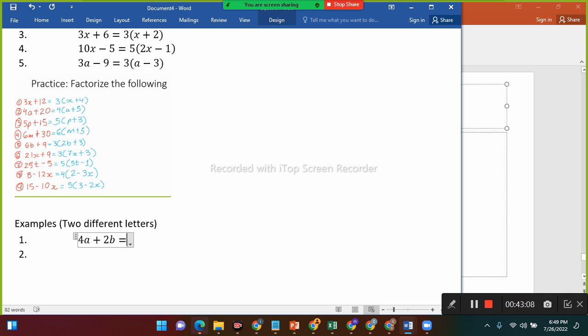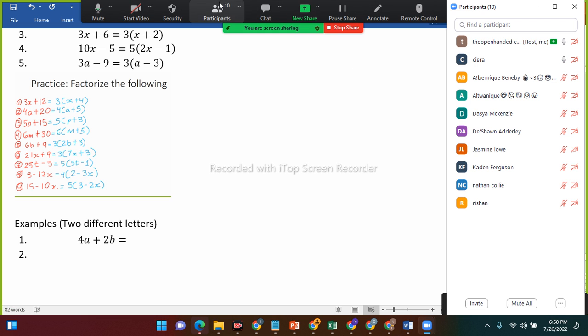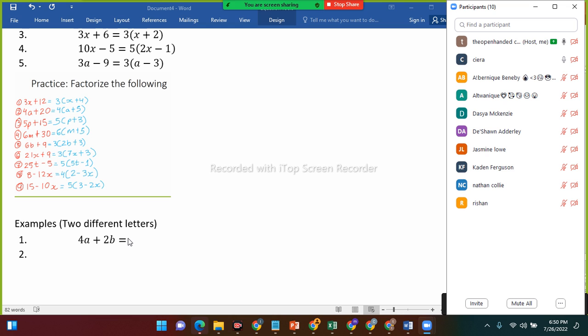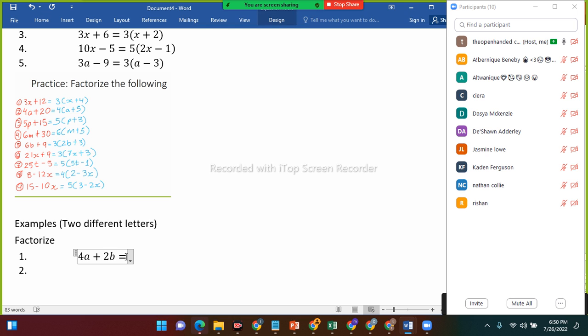What would that equal? Anyone want to try? 6ab? 6a? Are they like terms? Oh no. Exactly, no. We can't use the letter, so maybe we'll have to take out a number factor that could go into both these terms. What would that be? 2. Very, very good. Because 2 could go into 4 and 2 could go into 2.